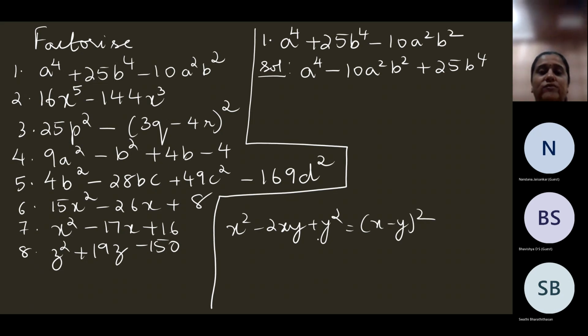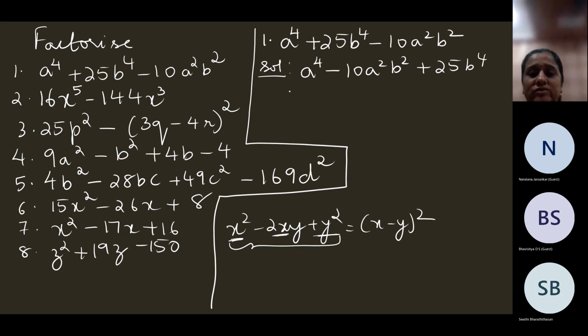Now, why do we think of this identity? Because this identity has three terms. You can see here x squared, y squared, and minus 2xy. That is, there are two perfect squares, x squared and y squared, and there's one middle term called minus 2xy. So maybe these three terms may go with these three terms of the identity x squared minus 2xy plus y squared.